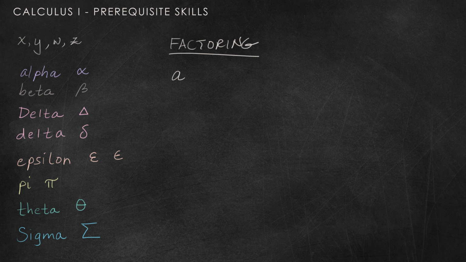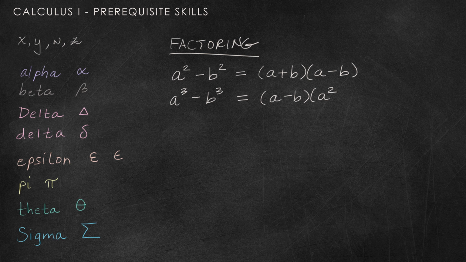If we have the quantity a squared minus b squared, we call that the difference of two squares, and that factors as a plus b times a minus b. We also have a formula for factoring the difference of cubes. A minus b times a squared plus ab plus b squared.